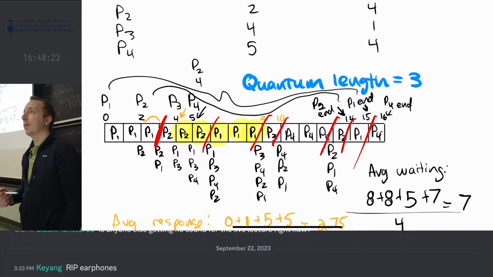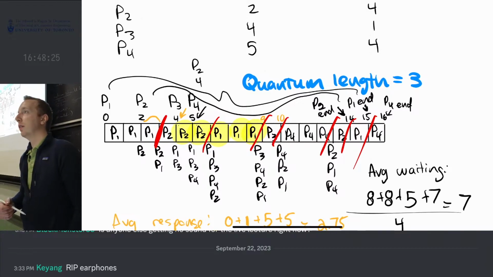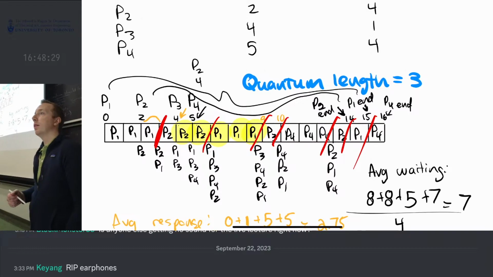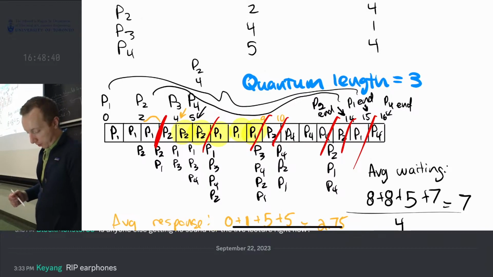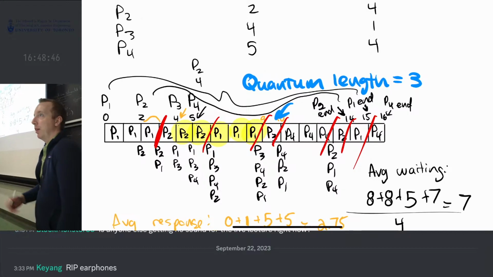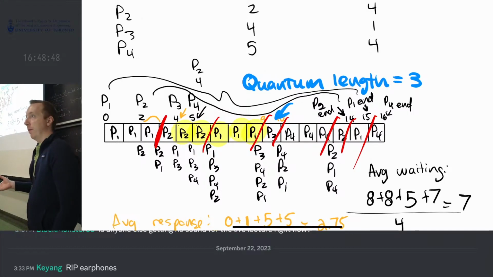So then at time 10, when P3 finishes, at time 12, P4 hasn't finished yet. Would it context switch because it's now time 12 and 3 time units have passed? No. When P3 runs, it gets 3 time units, and then it finishes early and terminates, and the quantum length resets for the next process.